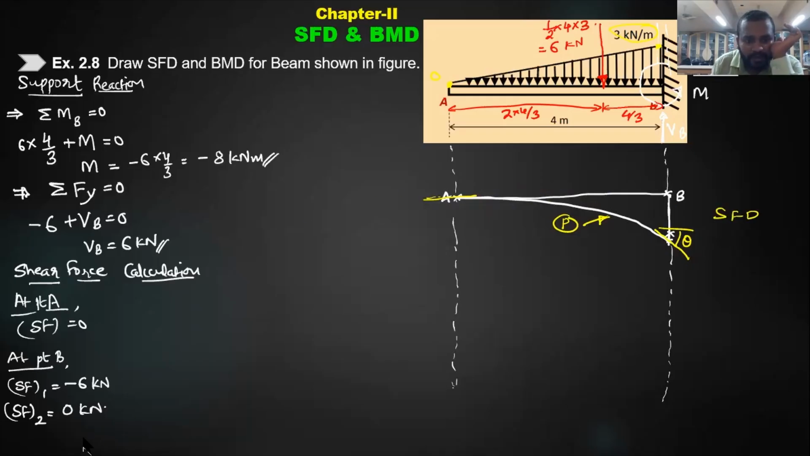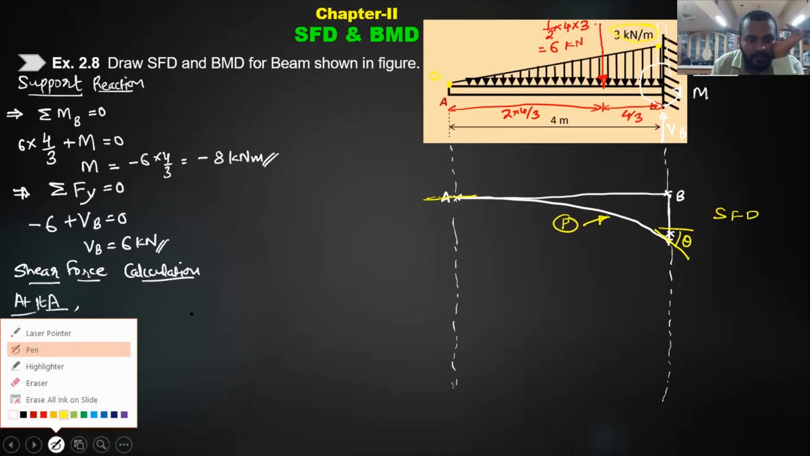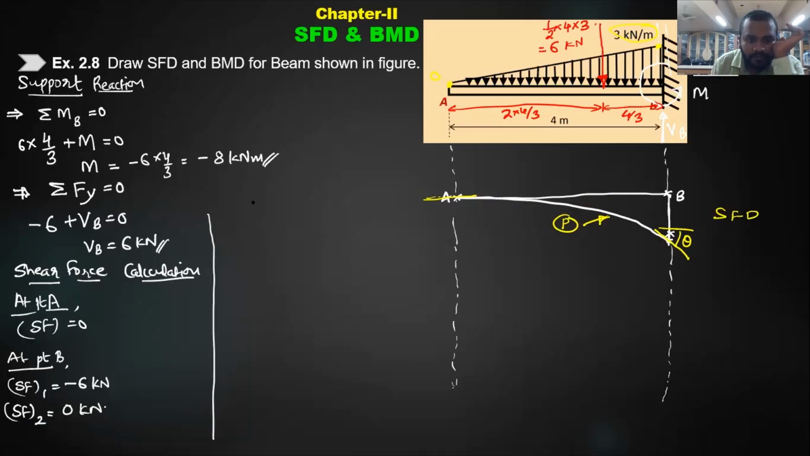Now how will you go for BMD calculation? Yes, anybody? BMD calculation. Now at point A, the bending moment is simply 0. Why? That is the end point. So the bending moment at that point is 0. Now the next is at point B. As you know, at point B we already have a moment. Therefore we need to take two sections. So I'll be writing down the bending moment for one section and the bending moment for the second section.